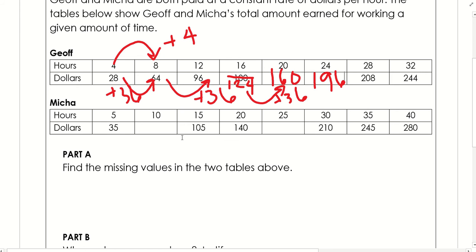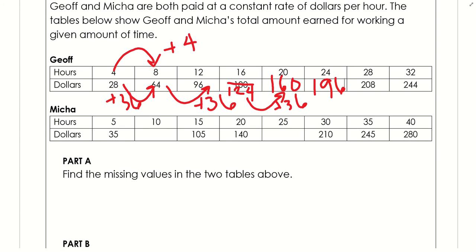Down here, it's a little bit more complicated because I have a missing value with my second value. So I need to go to my third and fourth value and say, what do I have to add to this number, 105, to get 140? And I notice that I have to add 35. So I'm adding 35 every single time to get the next value in my table, plus 35. Here I'm adding 35, plus 35.